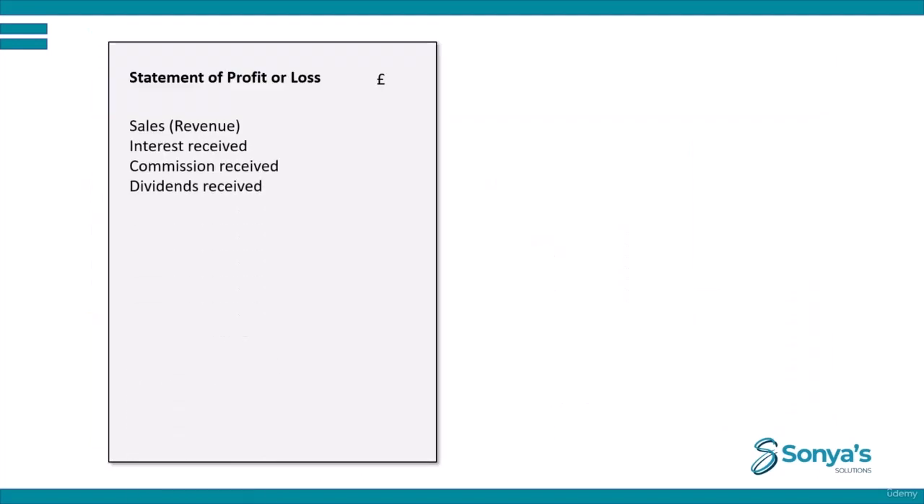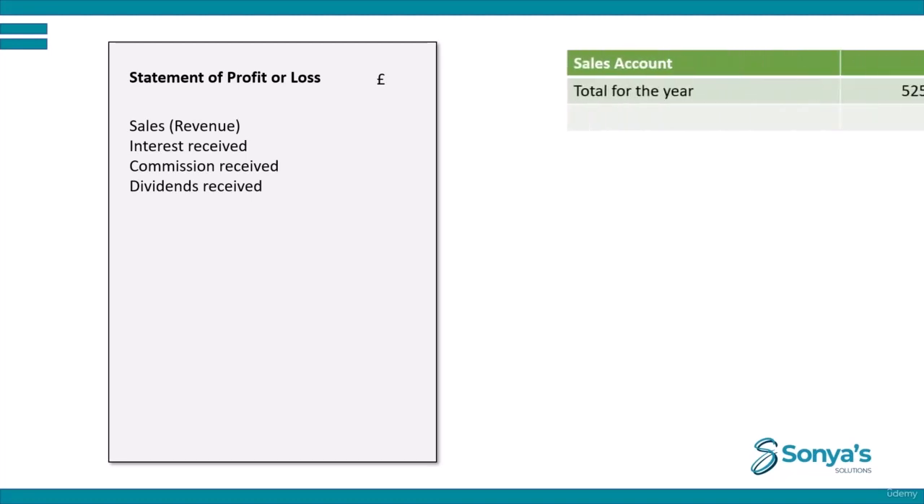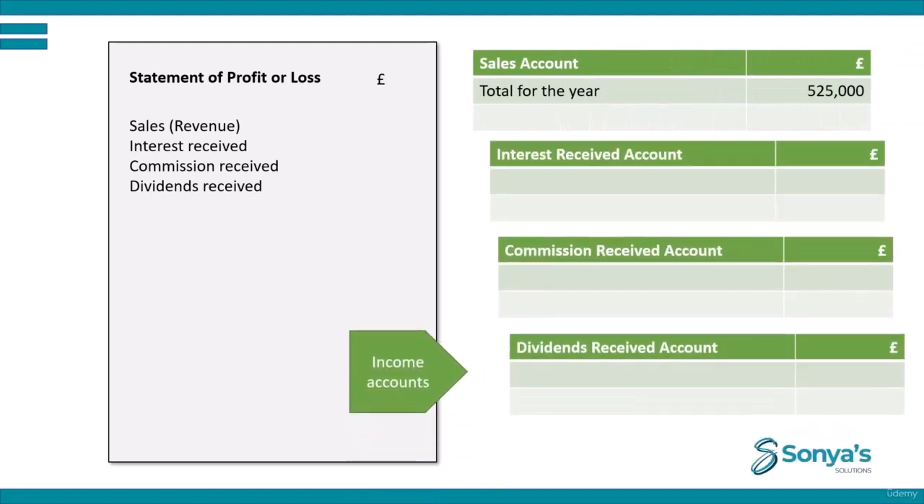The statement of profit or loss begins with recording the total amount of income earned during a period of trading. The figures are taken from income accounts in the double entry bookkeeping system. They are used to record income as it's earned. At the end of a trading period, the total is calculated and the figure is recorded in the statement of profit or loss. We will be learning about how to use these accounts later in the course.